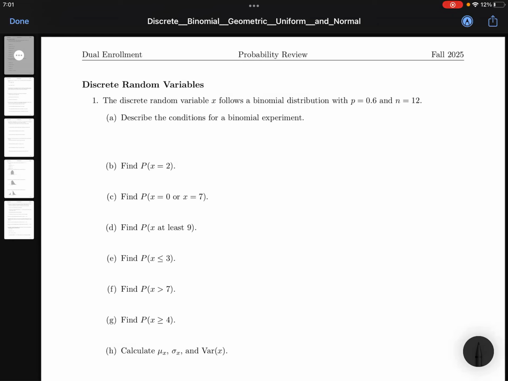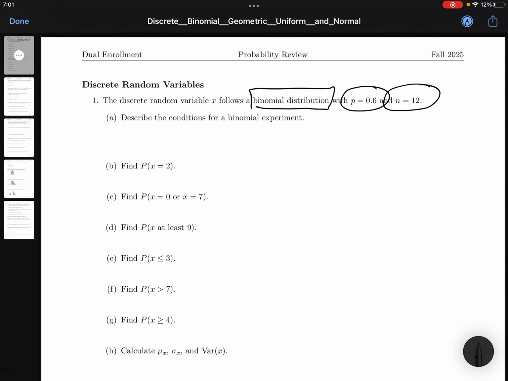Okay, welcome to probability review with discrete random variables. We're going to start with question 1. The discrete random variable follows a binomial distribution. Probability of success is 0.6 and n equals 12 trials.